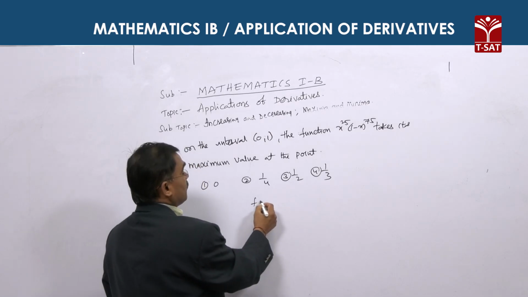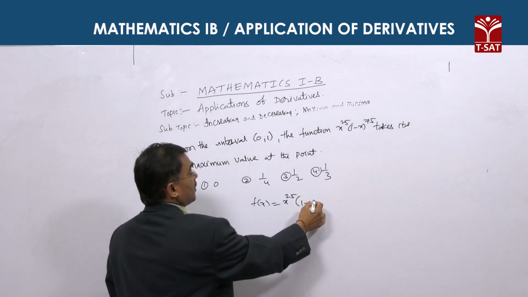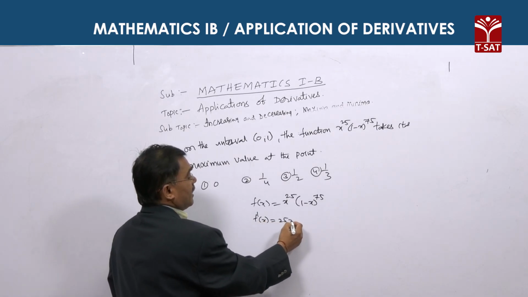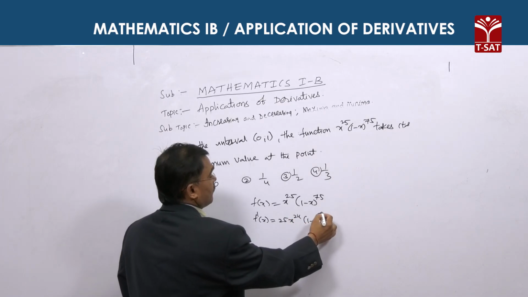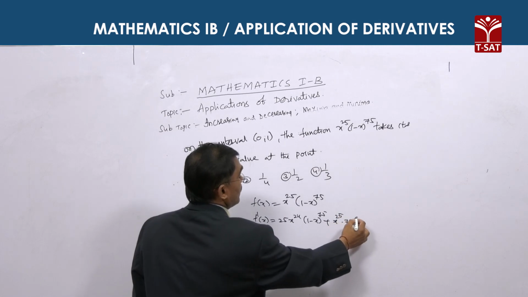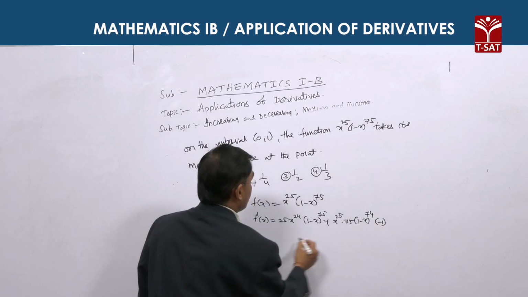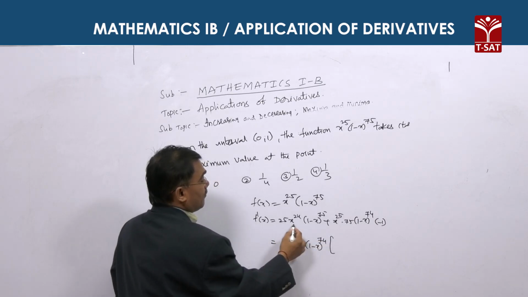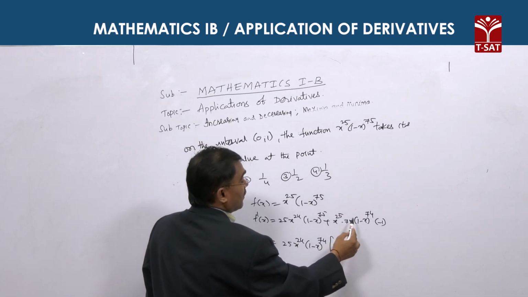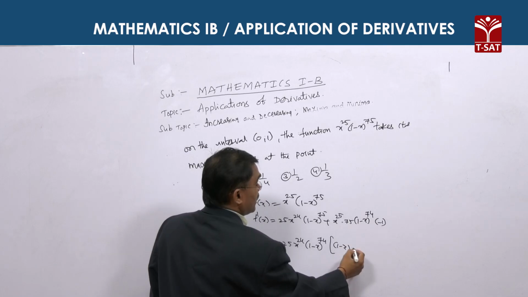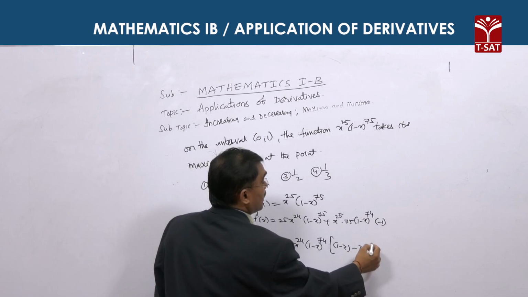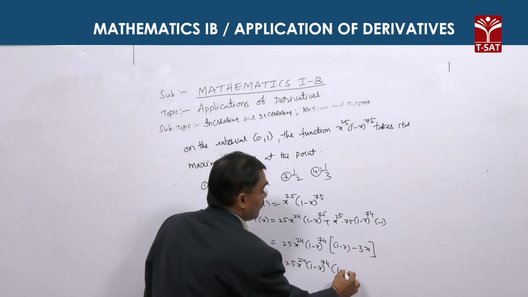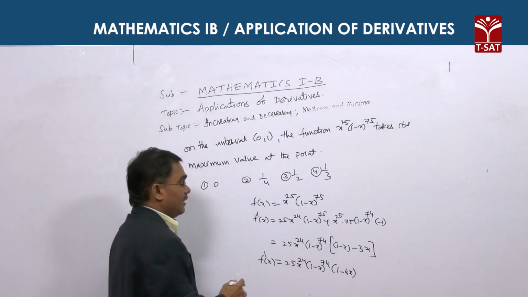So what is the function? Given function f of x equals x power 25 into 1 minus x power 75. To find maximum or minima, first find f dash x. f dash x equals 25 x power 24 into 1 minus x power 75 plus x power 25 into 75 into 1 minus x power 74 into minus 1. You observe 25 is common, x power 24 is common, 1 minus x power 74 is also common. Taking these out, we get 25 x power 24 into 1 minus x power 74 into 1 minus 4x, which is f dash x.